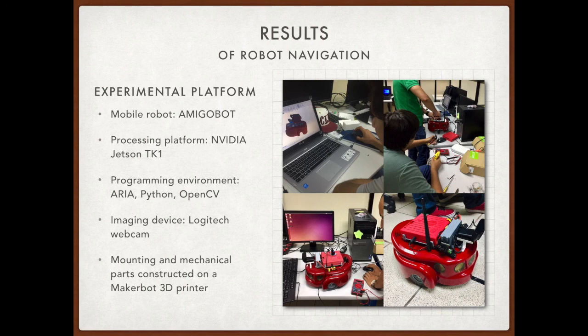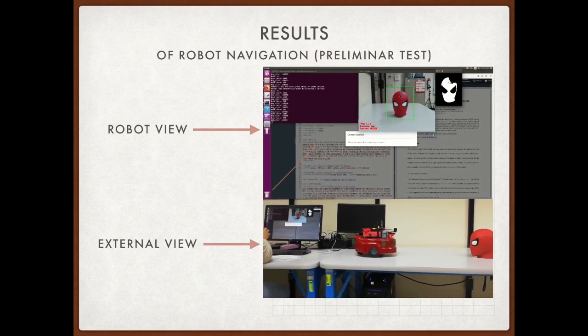Now, in order to test this algorithm on an experimental platform, we constructed a little mobile robot using the AmigoBot platform. We employ an NVIDIA Jetson TK1 processing platform. We use Python with OpenCV and other programming languages. We use as an imaging device a conventional Logitech camera, and we constructed several mounting and mechanical pieces on a 3D printer. And you can see the test platform.